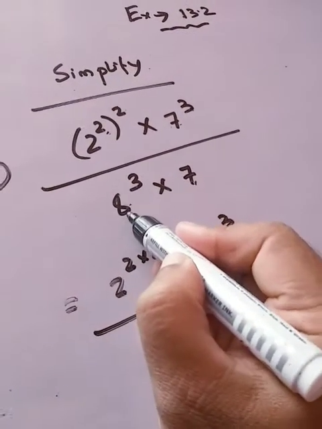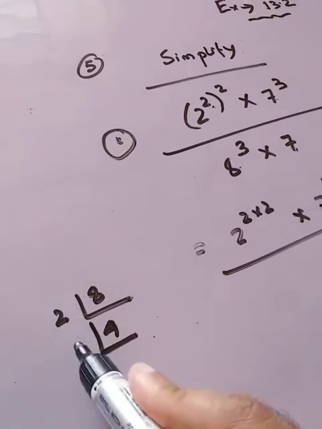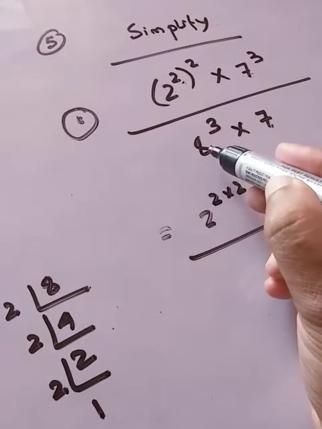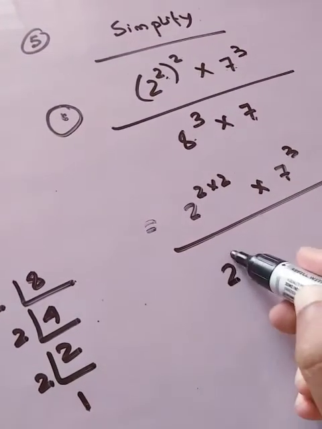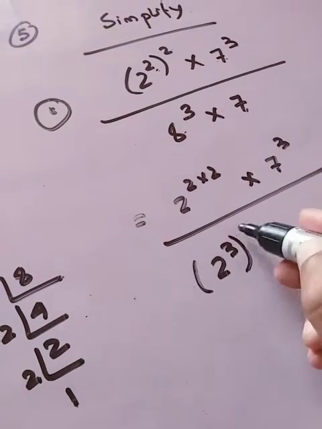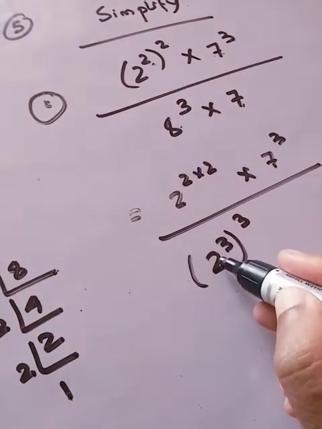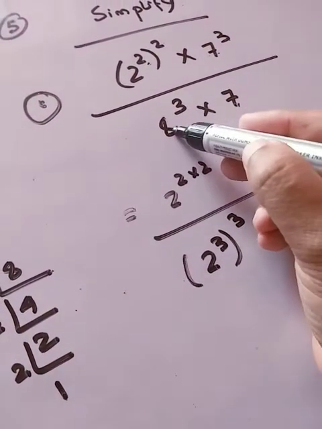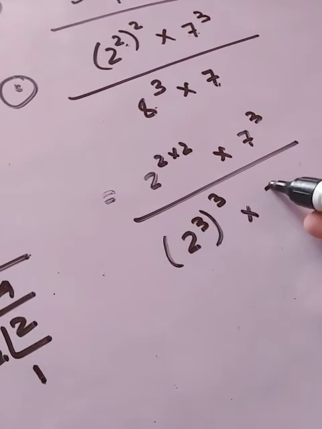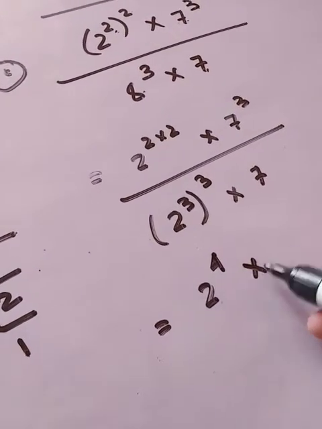Now 8 could be written as, you have to do the prime factorization for this. 2 4s are 8, 2 2s are 4, 2 1s are 2. So how many 2s are there? 3. So in place of 8 you will write 2 cube, but 8 was already carrying 3 as a power, so I have written this 3. Now 2 2s are 4, 7 cube.